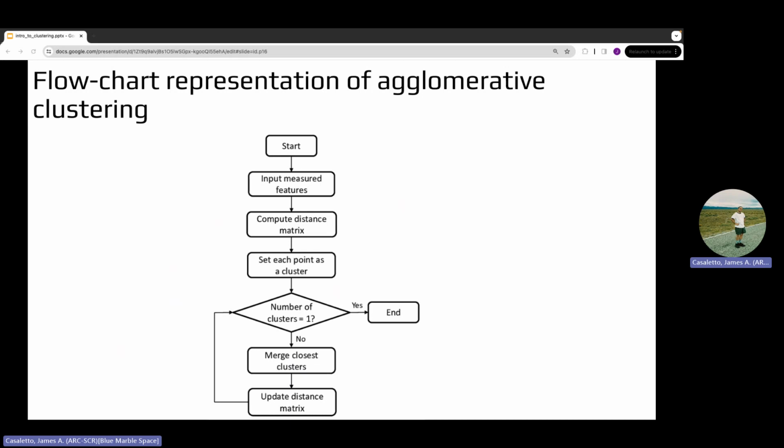Then, while the number of clusters is not equal to 1, repeat the following steps. Merge the closest clusters and update the distance matrix between the clusters. When the number of clusters reaches 1, i.e. all the points belong to clusters and all the clusters are clustered into one cluster, the algorithm terminates.